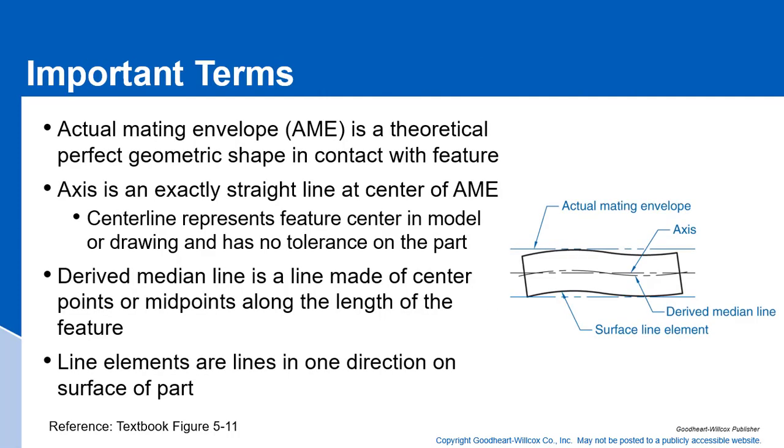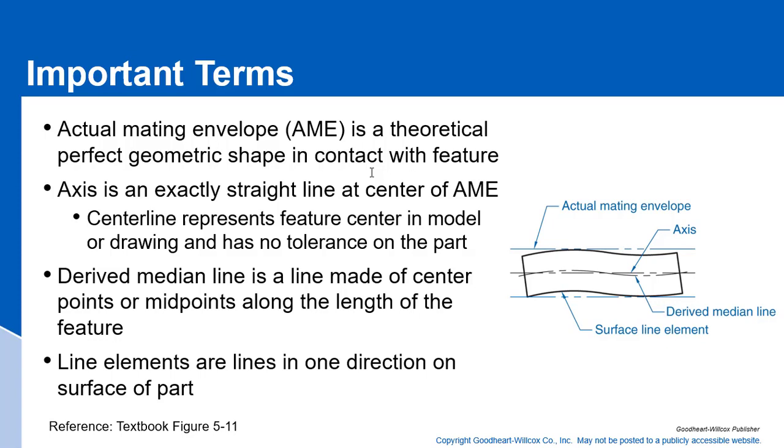Okay, important terms. Your author will call this an important term, but it's a new term. I don't want you to get too hung up on it. It's called an actual mating envelope, and it's kind of like that perfect form boundary, is really all it is. It's a theoretical perfect geometric shape in contact with a feature. So it does represent the perfect form boundary, and it's called the actual mating envelope.